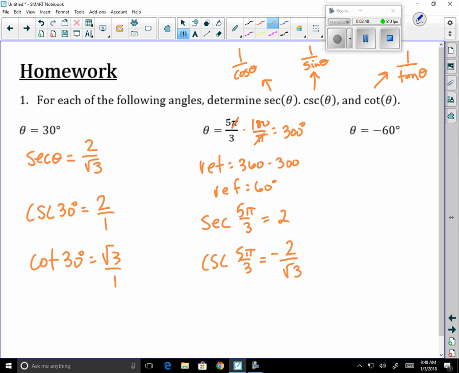The last one's cotangent. Cotangent is the reciprocal of tan. So the tangent of 60 is radical 3 over 1. Flip it, I get 1 over radical 3. And again, we know that tangent's negative in quadrant 4. Negative 60 we don't like, so we're going to add 360 to it. We get 300. And then we notice that all of these answers are the same. That was kind of a silly one. I should have made it something different. But hey, we live, we learn.